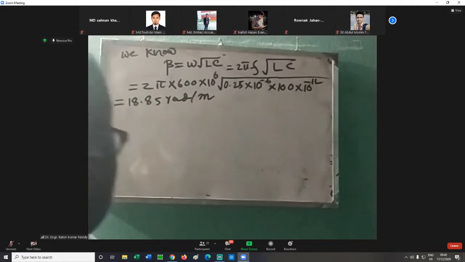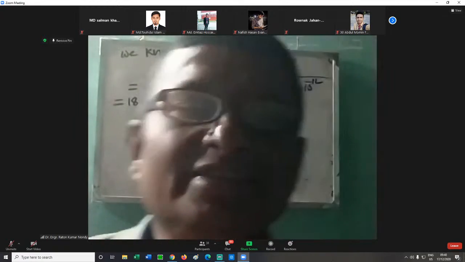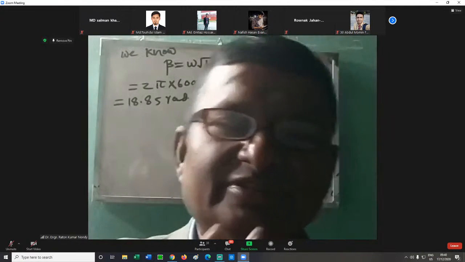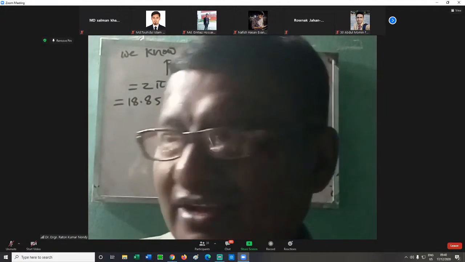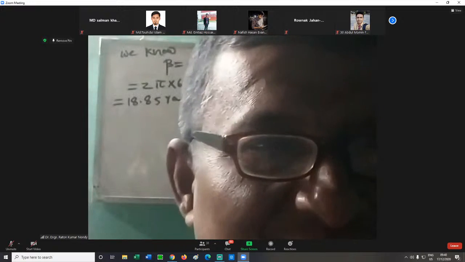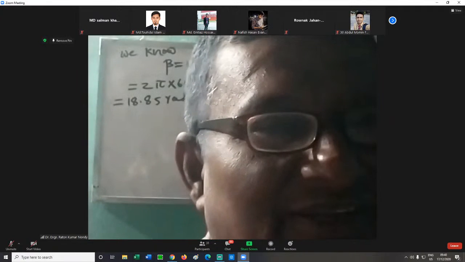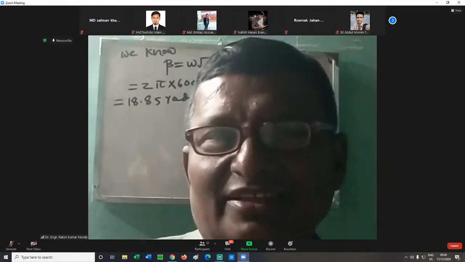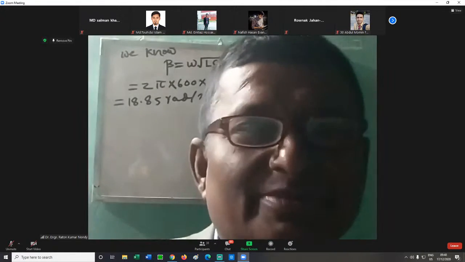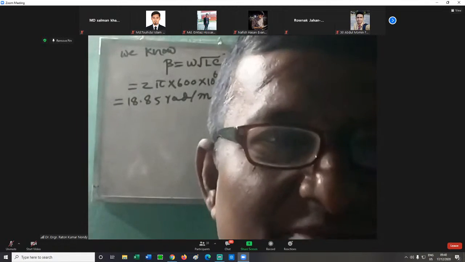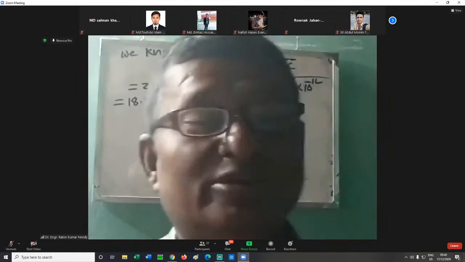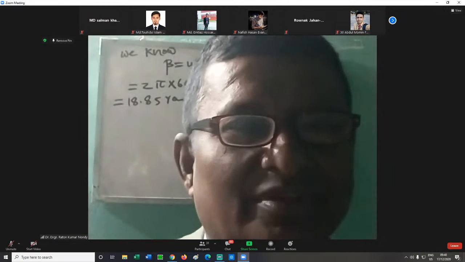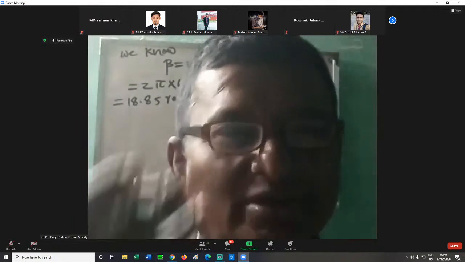Good. Phase velocity. In case of an electromagnetic signal, you see, physics is the father of engineering, physics and chemistry and mathematics. In physics we know what velocity is. Velocity is the change of displacement per second in a particular direction. Velocity is a vector quantity. The change of displacement per second is called velocity.